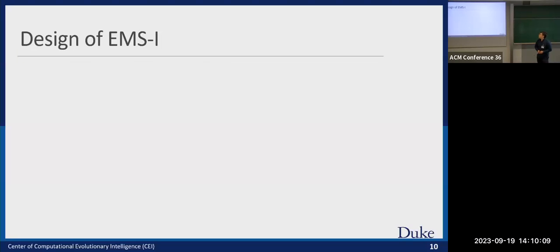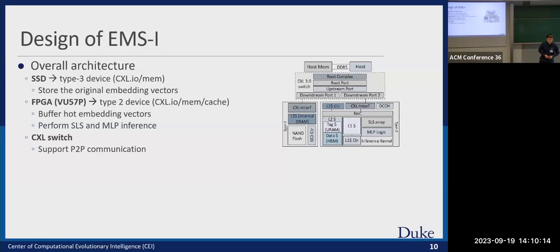With those in mind, I will bring in our design of the EMSI. This is the overall architecture of our system. We have an SSD, modeled as a Type 3 device or memory expander, used to store hundreds of gigabytes or even terabytes of embedding vectors. We have an FPGA, modeled as a Type 2 device and used as the major computing device that performs the inference and also buffers those embedding vectors. We also have a CXL switch that supports the communication between those two parts.